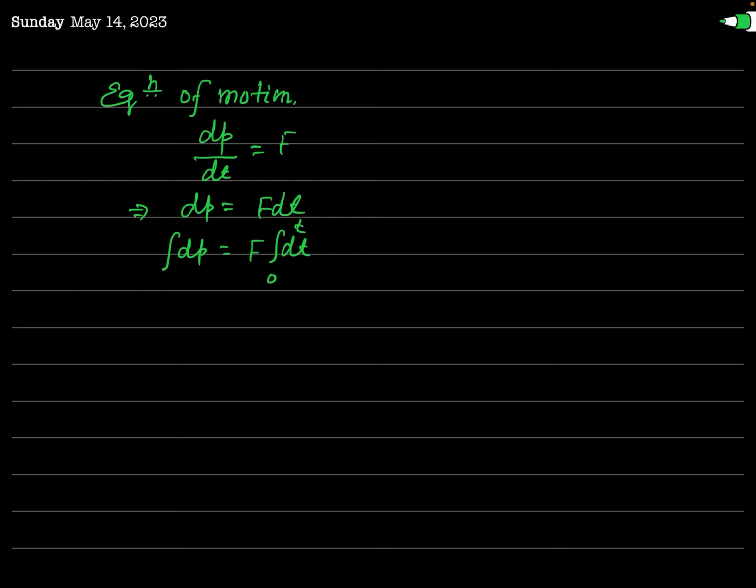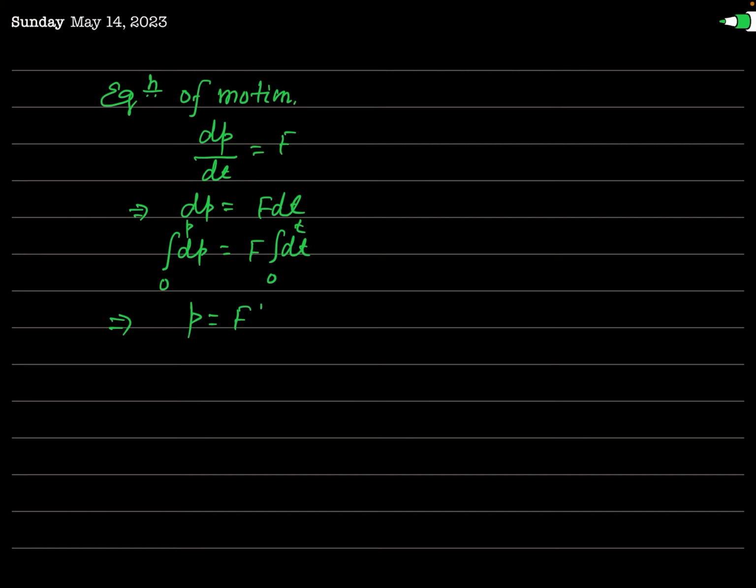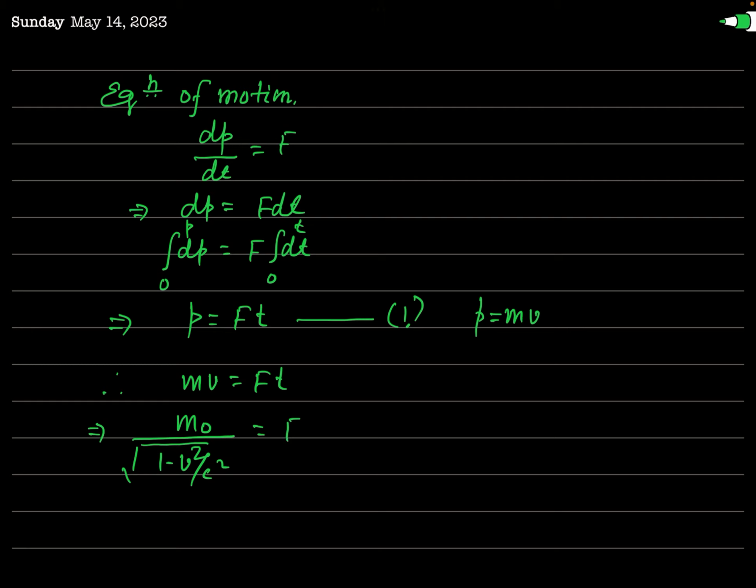Time varies from 0 to t, and at t equal to 0 the particle was at rest, so its momentum was 0, and we consider that at time t its momentum is p. So this will be p equals F times t. Now you know that this p is equal to mv. So we will write mv instead of p, and mv will be equal to Ft. But according to the relativistic mass variation formula, m is equal to m naught divided by the square root of 1 minus v square over c square, and this is equal to Ft.